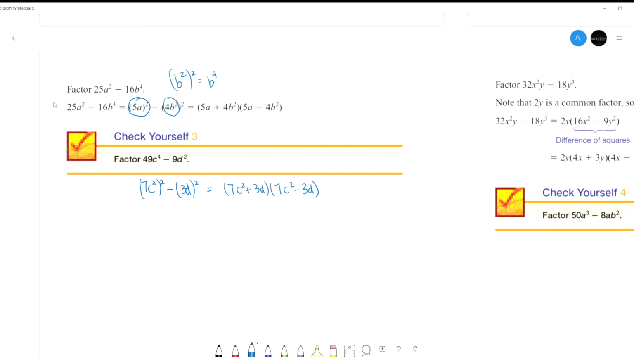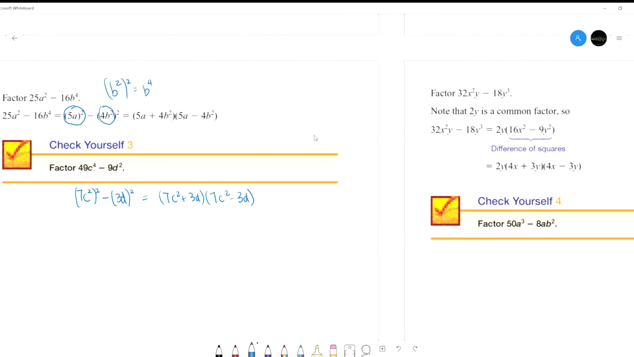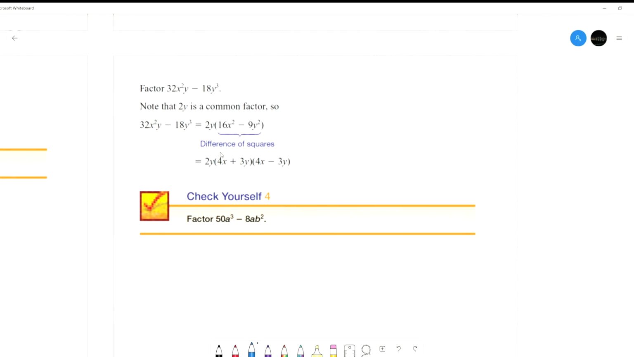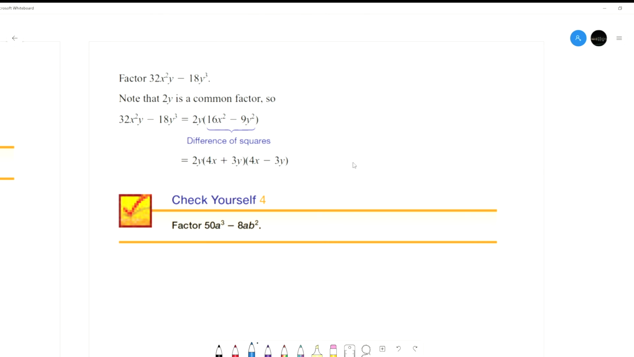Okay. Moving on to our next one. Remember what I said when we started our factoring chapter? I said the first step of every factoring problem is to look for the GCF, right? So here's a perfect example of such a case. You see it says factor 32x squared y minus 18y cubed. Now, this doesn't look like a difference of squares, but this is actually going to become a difference of squares problem. So let's take a look at the GCF.